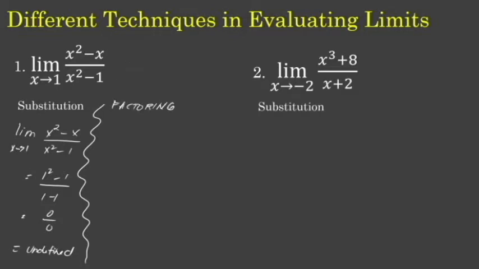Lagyan natin dito, factoring. So we have the limit of x squared minus x divided by x squared minus 1 as x approaches to 1. So we have the factor of x squared minus x and x squared minus 1. So paano natin ifa-factor itong numerator? So yung numerator natin, as you notice, it is in a form of greatest common monomial factor.